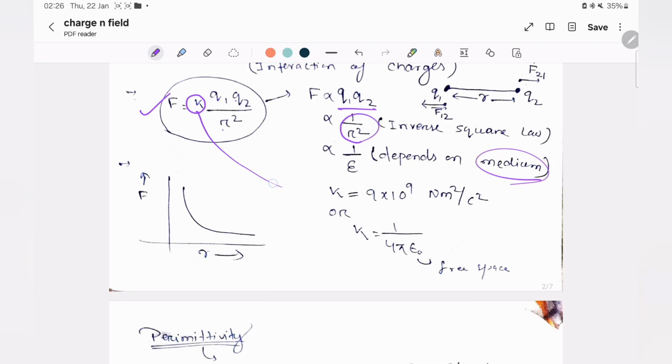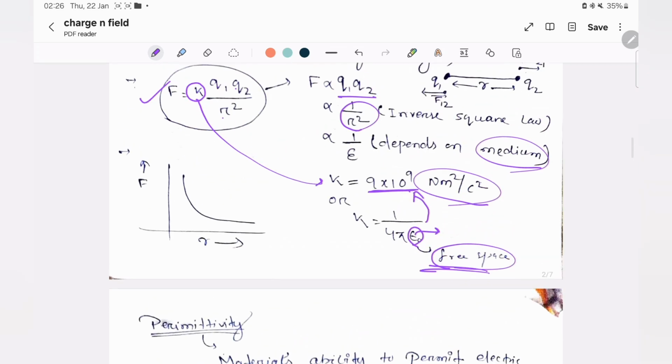Now what is K here? K is 1/(4π ε0). It is a constant. Epsilon naught is the permittivity of free space, and 1/(4π ε0) has the value 9 × 10^9, and its unit is Newton meter square per Coulomb square. Now if we plot a graph between F and R, we get a curve like this because the force varies inversely with the square of the distance.